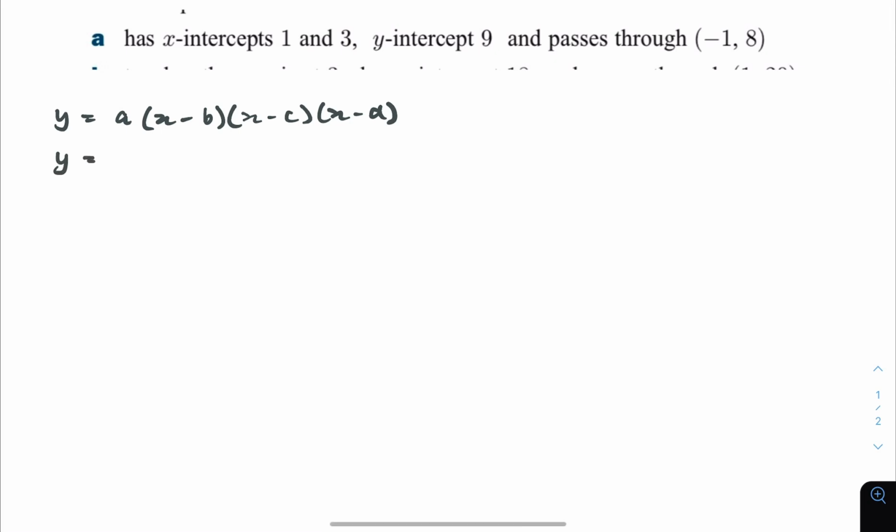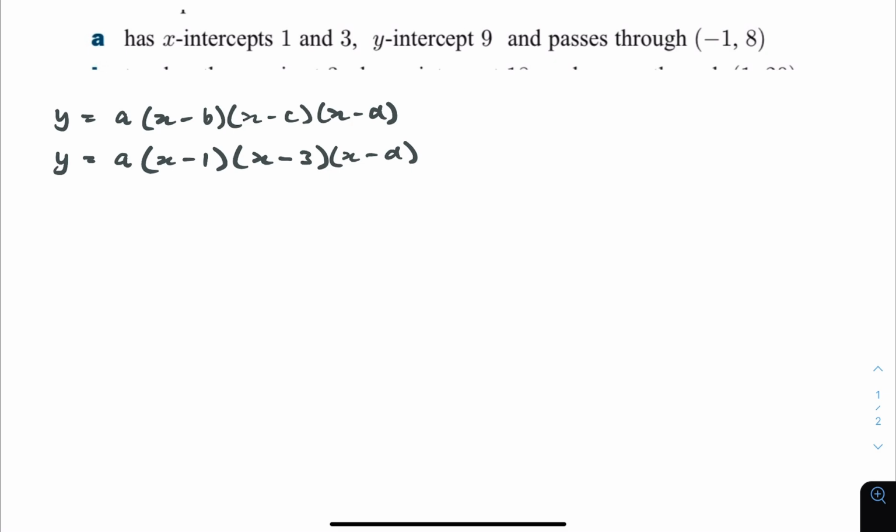We don't know how much it's stretched by yet. It's something we're going to have to figure out. But we do know that 2 of the roots are 1 and 3, so we can replace b and c with 1 and 3. And let's leave the last factor as x minus d, where d is the third root that we don't know. We're given that it passes through (-1, 8).